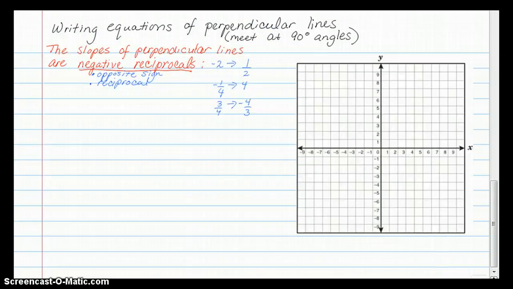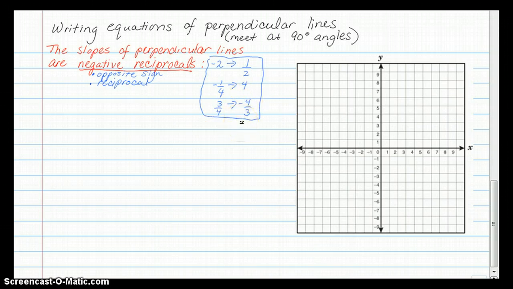Okay, so we're writing equations of perpendicular lines now, and those are lines that meet at 90-degree angles. And the slopes of perpendicular lines are negative reciprocals. What I don't want you to think is that they're always going to be negative. It means that it's going to have an opposite sign and that the slope will be a reciprocal. For negative 2, it will be 1/2. Sign is opposite, it is the reciprocal. For negative 1/4, the reciprocal is 4, the opposite sign is positive. For positive 3/4, the reciprocal is 4/3, but the opposite sign is negative, so it's negative 4/3.